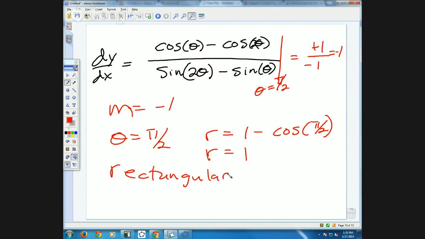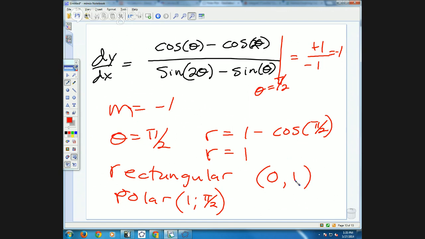Rectangular. Can anyone tell me what point that is? Polar, it's the point 1 semicolon. Remember I said use semicolon when you're doing polar points, commas for rectangular. Pi over 2 makes me vertical, right? So that puts me on the y-axis. So x must be 0 and y must be 1.